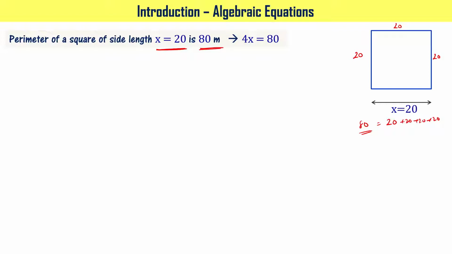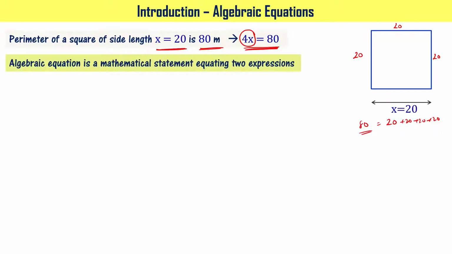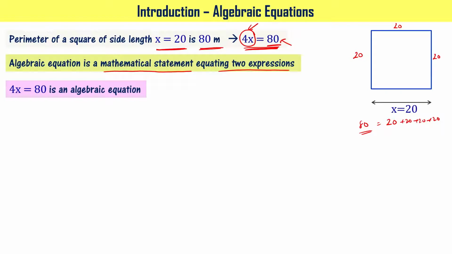So I can write it as 4x equal to 80, right? We have seen 4x earlier and we said that that is an algebraic expression. Now we have 4x equal to 80. What is this? It is called an algebraic equation. The definition of an algebraic equation is a mathematical statement equating two expressions. In this particular case, 4x is one expression, that is an algebraic expression, and 80 is another expression, that is a numerical expression. Got it? So I can say that 4x equal to 80 is an algebraic equation.